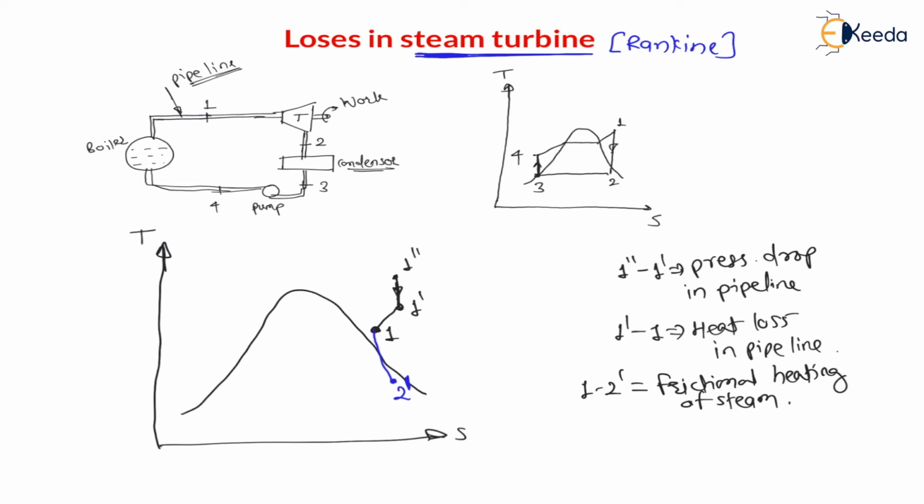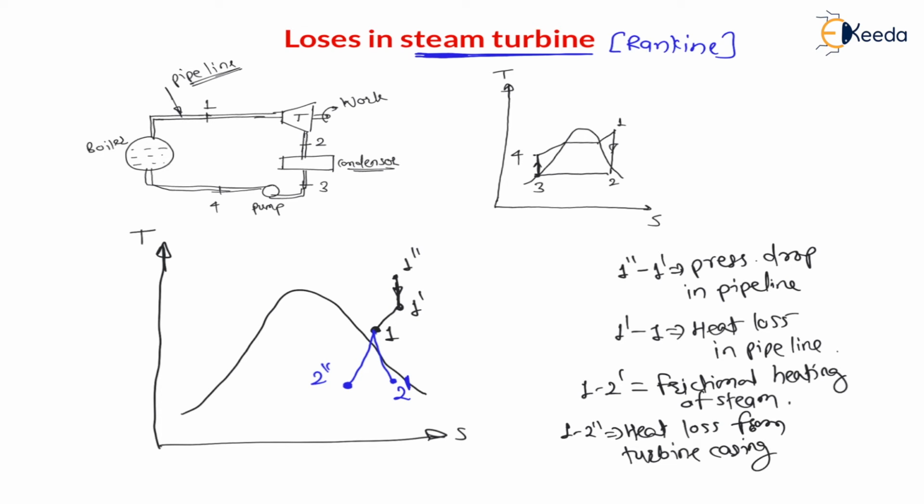And my dear students, as well as there will be a heat loss from the turbine casing. Therefore 1 to 2 double dash, the process will be like this. There will be heat loss from the turbine casing, right? Here 1 to 2 double dash is heat loss from turbine casing.